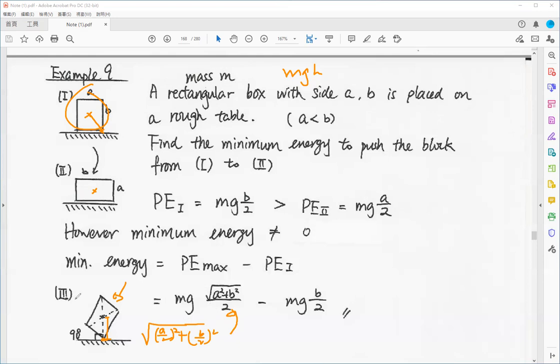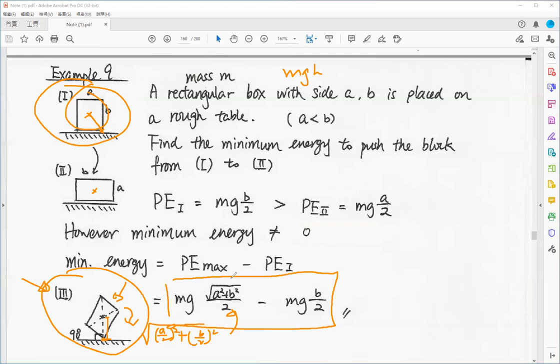And so at this position, the gravitational potential energy is largest. So what you need to do is just provide the energy such that the object can move from position 1 to position 3. Then you just release your hand, and the object can fall by itself and become position 2. So the amount of energy required will be mg times the maximum height of the center of mass minus the initial height of the center of mass. Then you get the change in potential energy.